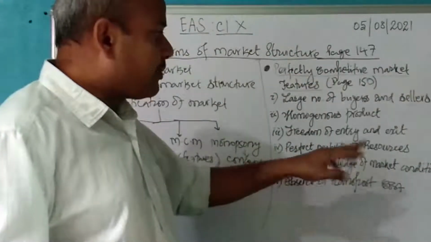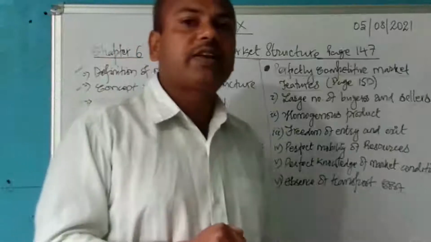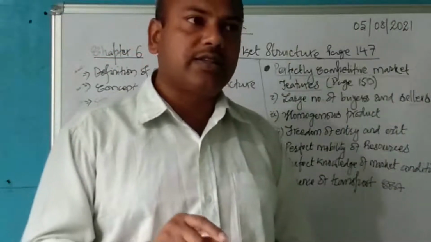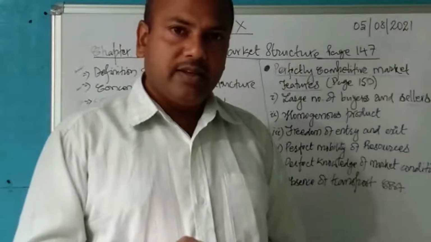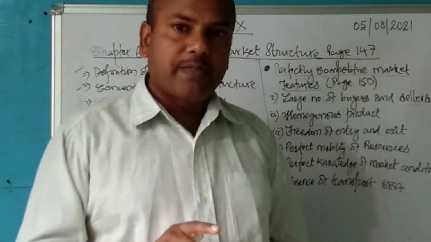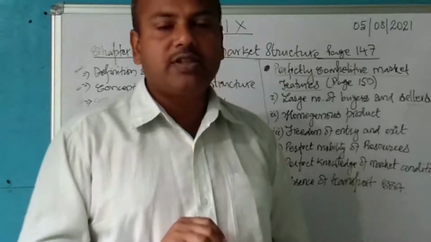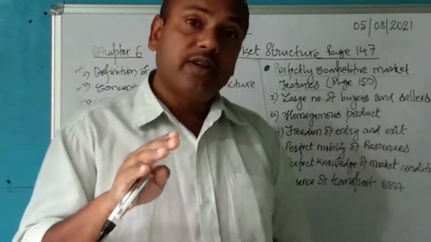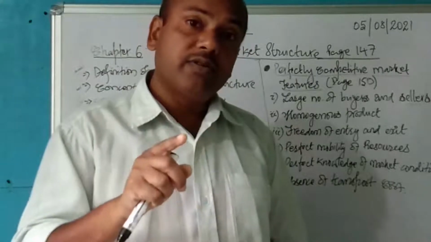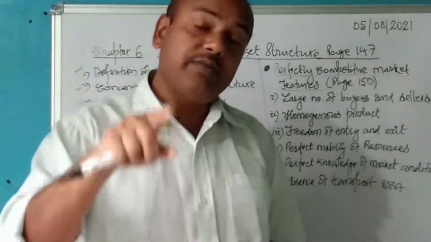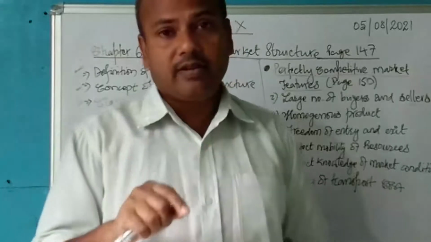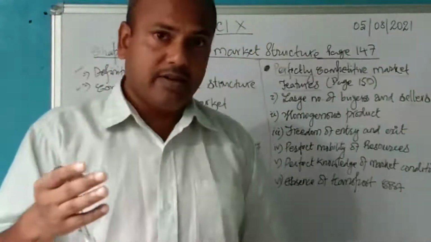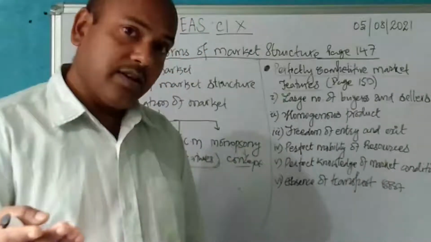Next is perfect knowledge of market condition. Consumers have perfect knowledge of market condition in this particular kind of market. Consumers know about the product, consumers know about the seasons, consumers know about the price, consumers know when the supply will be less or when it will be high, consumers know how to bargain, in which shop it is available at better quality, and whether the consumer should wait or not.